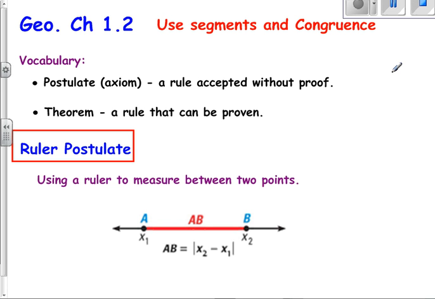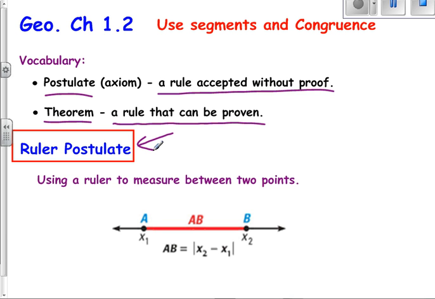This is Geometry, Chapter 1.2, use segments and congruence. So let's just look at a few vocabulary words here. Postulate, a rule accepted without proof. All right, and then a theorem is a rule that can be proven. And we'll actually use postulates and theorems in some of the chapters that are coming up when we do our proofs. Here's your first postulate.